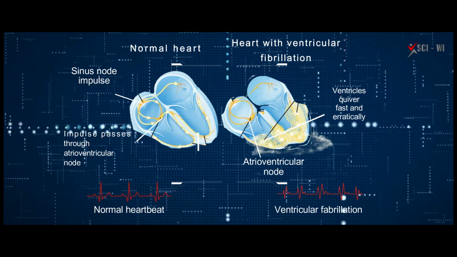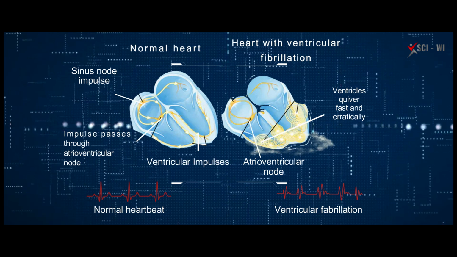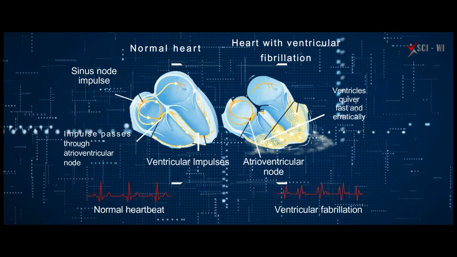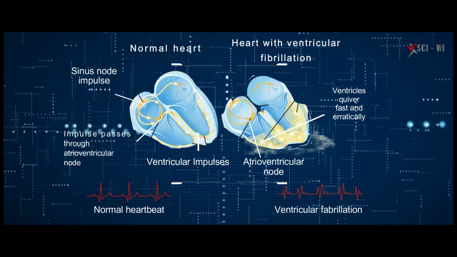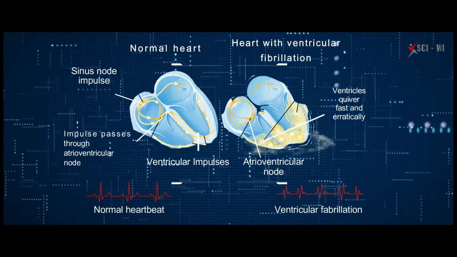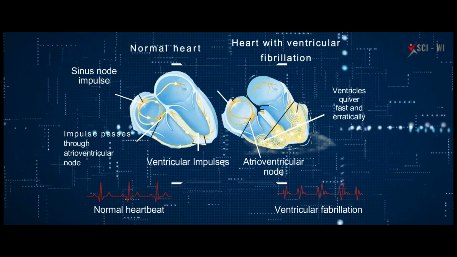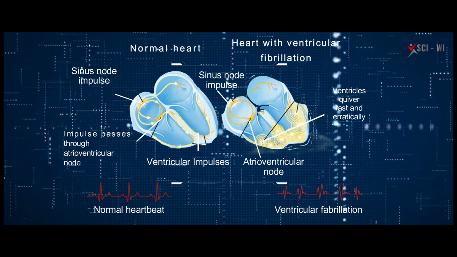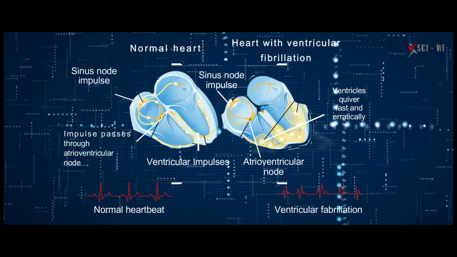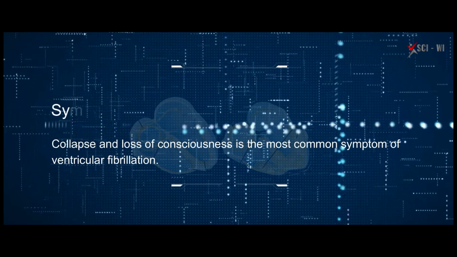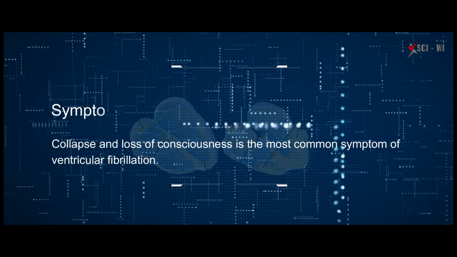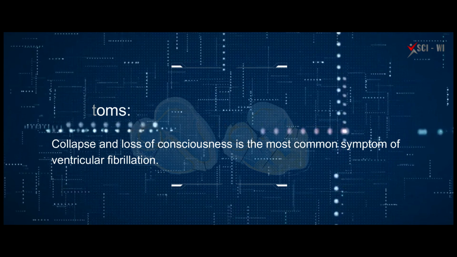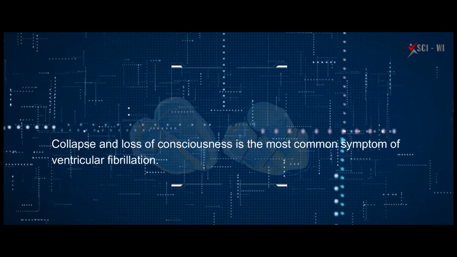Emergency treatment for ventricular fibrillation includes cardiopulmonary resuscitation, which means CPR, and shocks to the heart with a device called an automated external defibrillator, which means AED. Medications, implanted devices, or surgery may be recommended to prevent episodes of ventricular fibrillation. Collapse and loss of consciousness is the most common symptom of ventricular fibrillation.